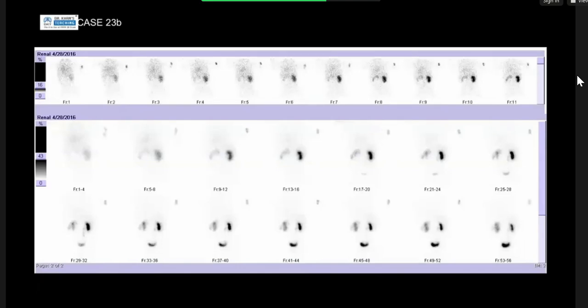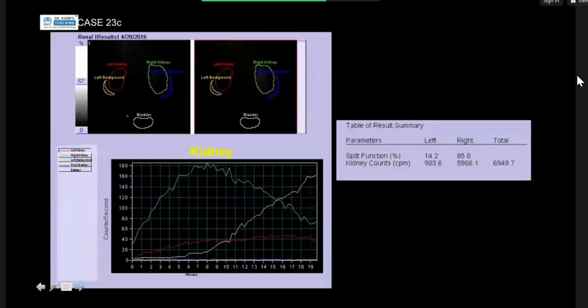and then I'll go on to the trace drawings. Okay, and then these are your curves. So what do you think? And your split function.